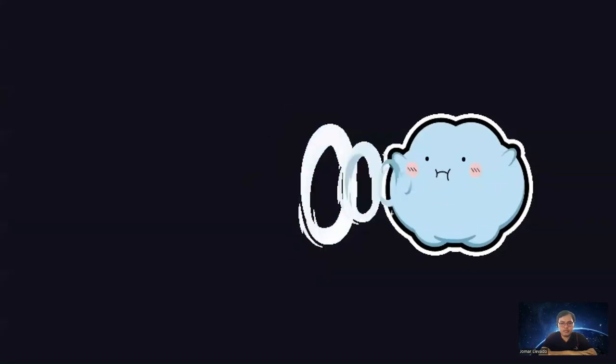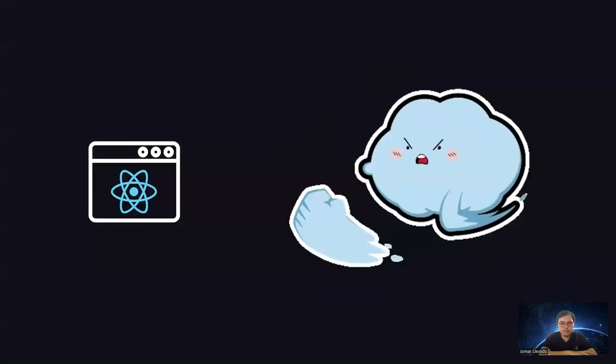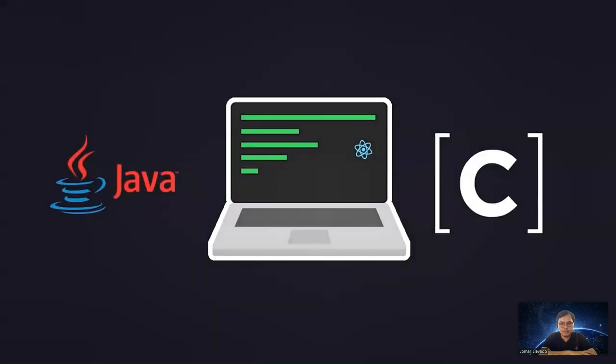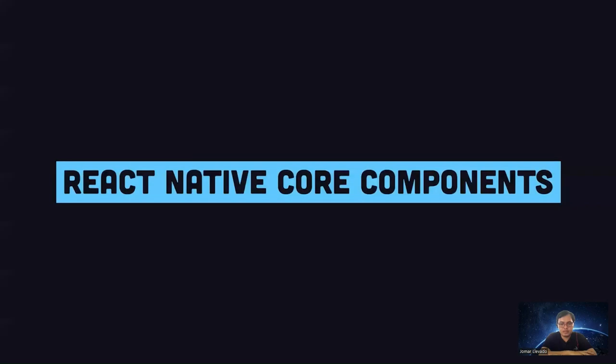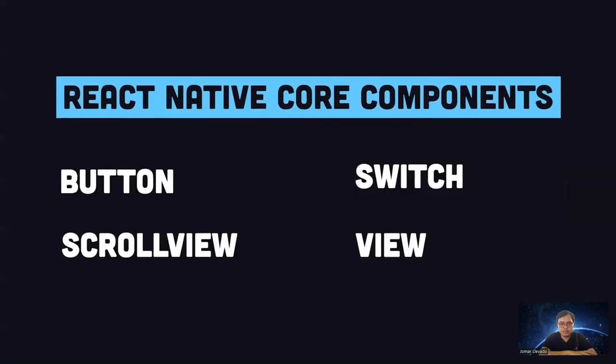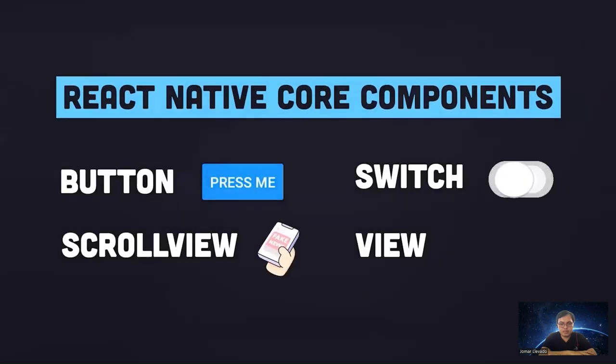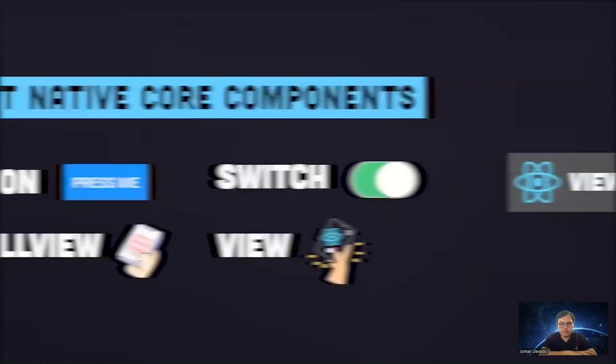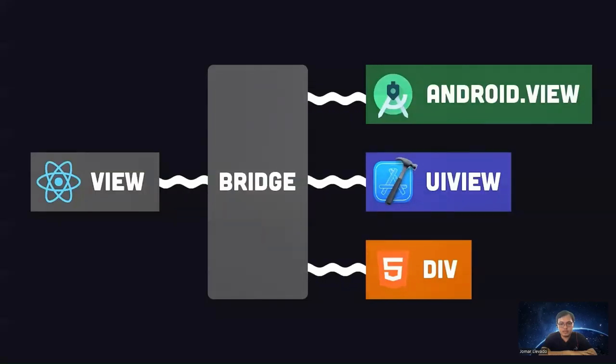You can't just take your existing React web app and upload it to the App Store, but you can use the React skills you already have to build a native app without ever having to touch Java or Objective-C. Instead, you import building block components like button, switch, scroll view, and the most fundamental of which is view. At runtime, it will use the true native component on the corresponding platform, like UI view, Android.view, or div on the web.